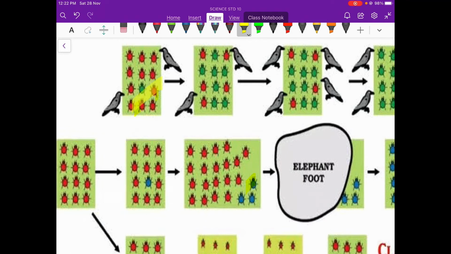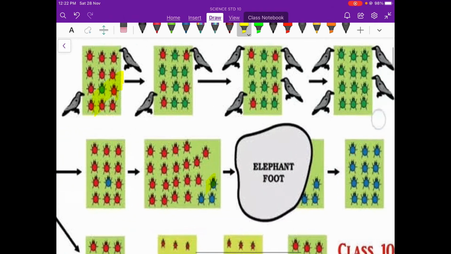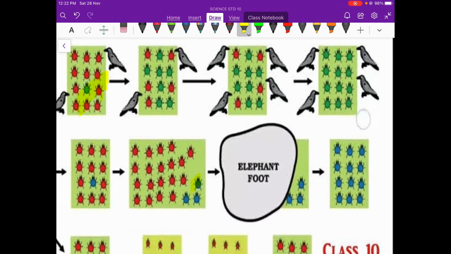they start eating them. But due to mutation or some error in copying, one of them becomes a green beetle. Now the green beetle multiplies, and then you have some green beetles and some red beetles. From this it is obvious that the green beetles are not easily visible, they are camouflaged in the green plant. So only the red beetles are eaten and the green beetles are not eaten. Now this is called a survival advantage.